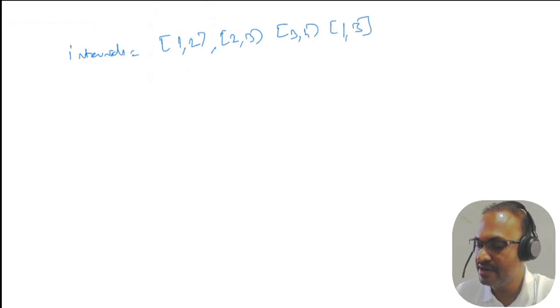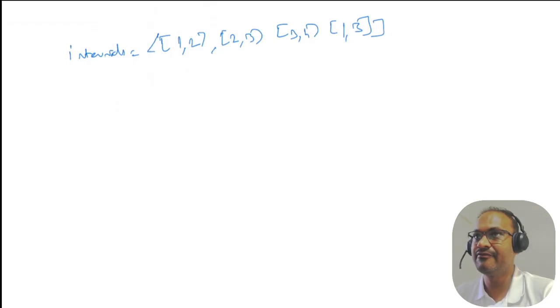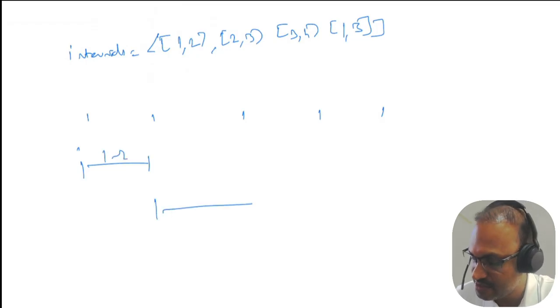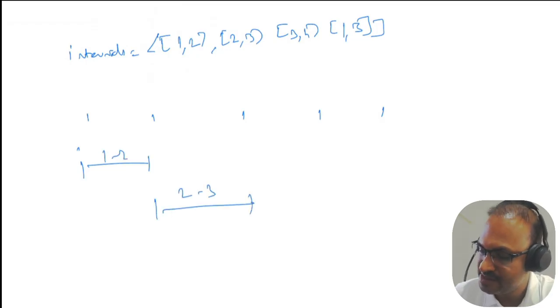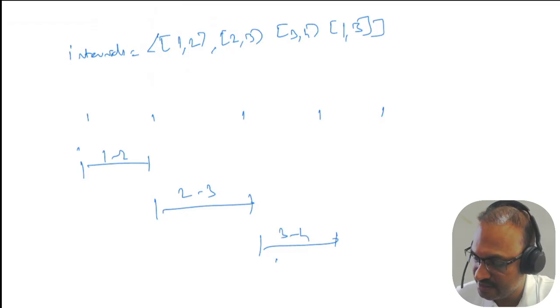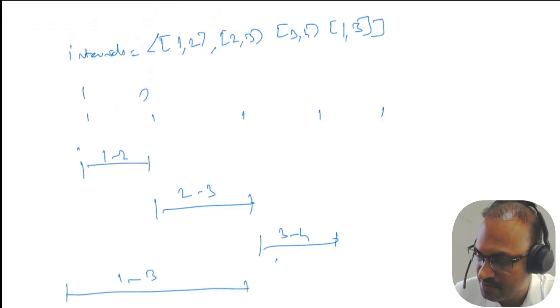So this is my interval, and if I try to draw it, I can find whether the intervals are overlapping or not. So 1 2 3 4 5, right? This is my array, and this is 1 2, this is 2 3, this is 3 4, and this is 1 3.